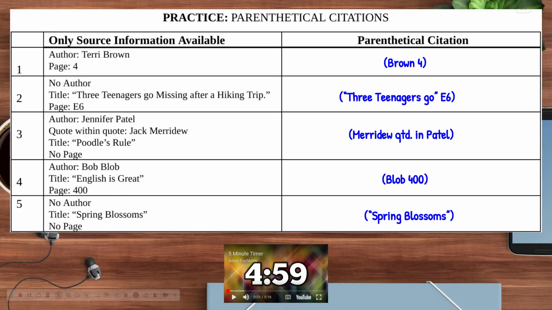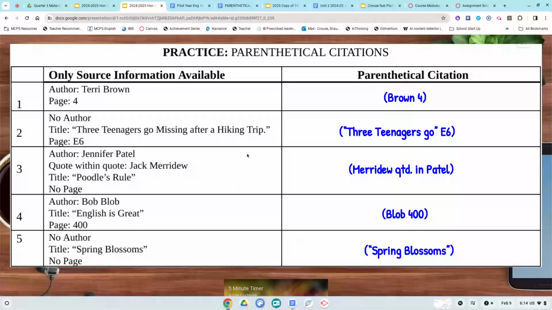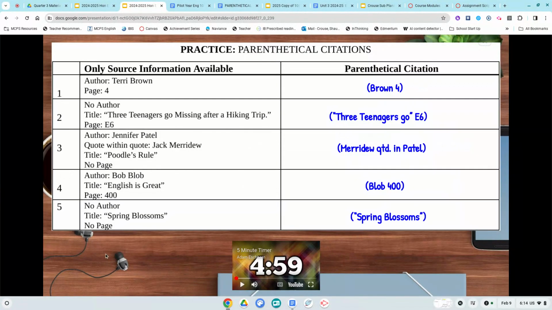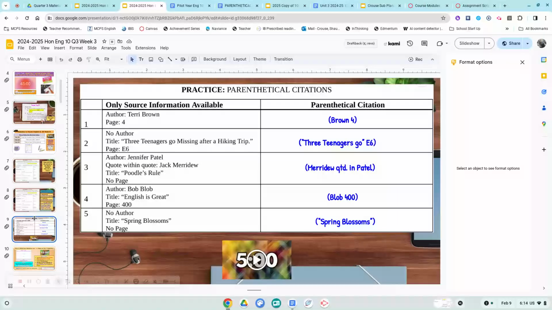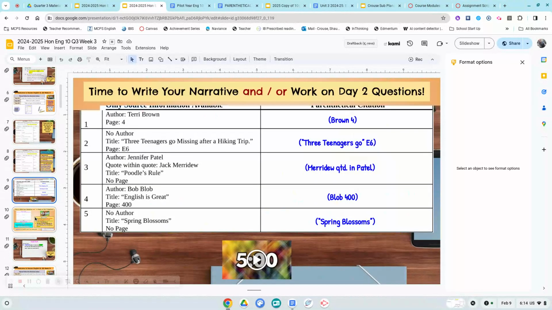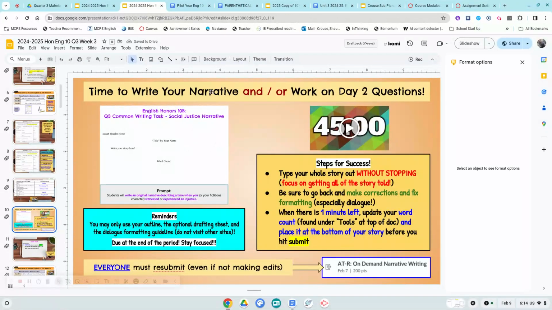Okay, I hope you found this helpful. With the remaining time in class, sorry, my computer's lagging. With the remaining time in class, you should be working on one of 2 things. You could either be editing or extending your narrative that you wrote last week on Friday. Even if you do not want to add to it, you're going to need to resubmit it.